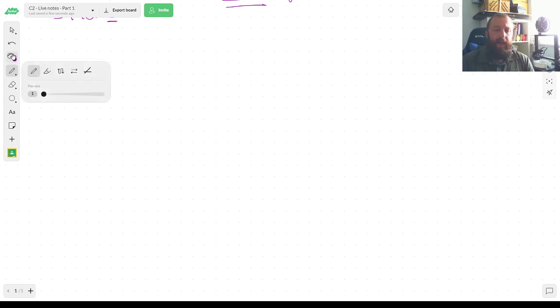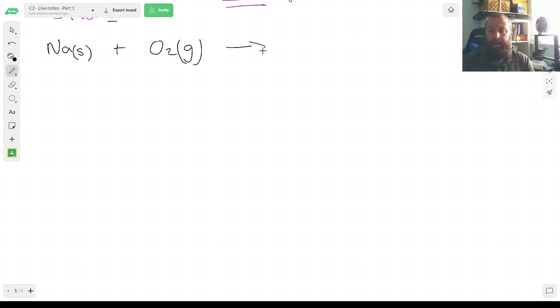So last time I looked at group 2 and group 7. Let's have a look at group 1 and group 6. So I'm going to choose sodium and oxygen. So we're going to react sodium metal with oxygen gas, and as you'll see in a minute why, that's going to form sodium oxide solid. I need to balance this.